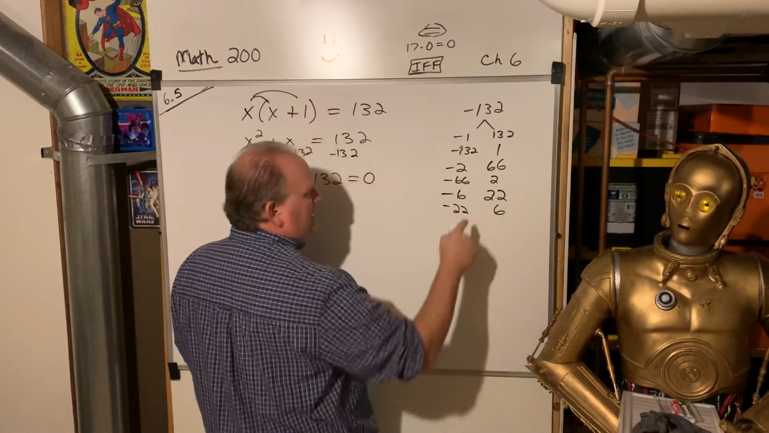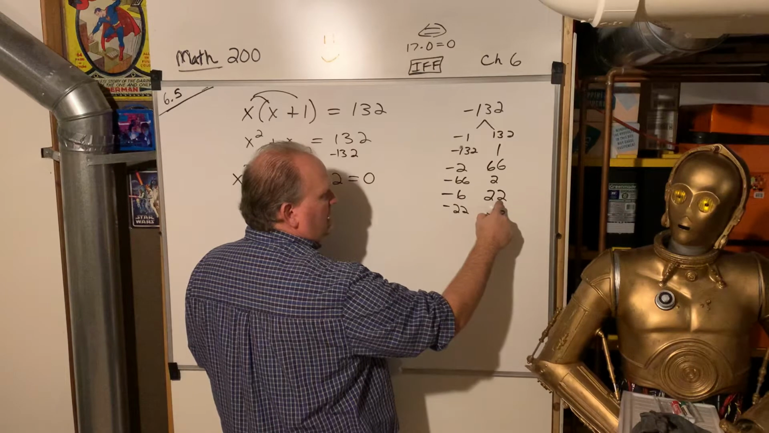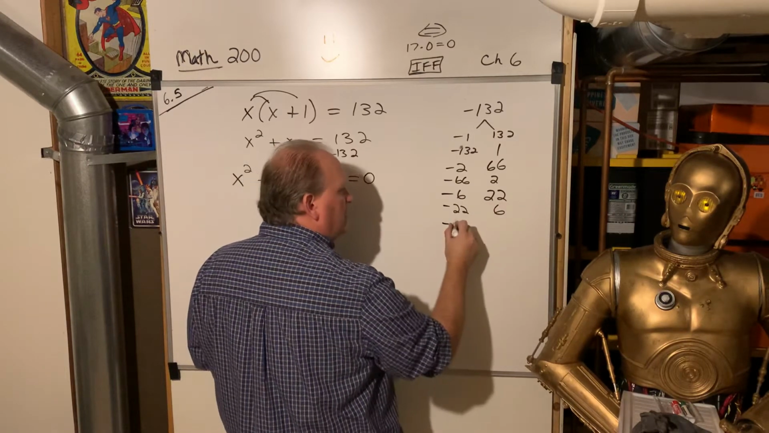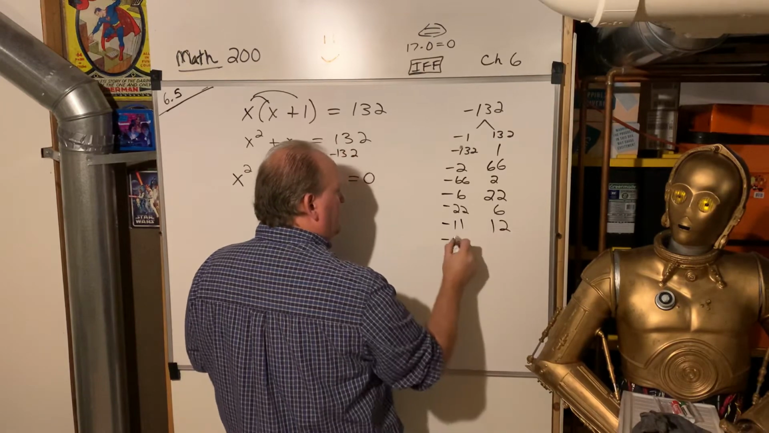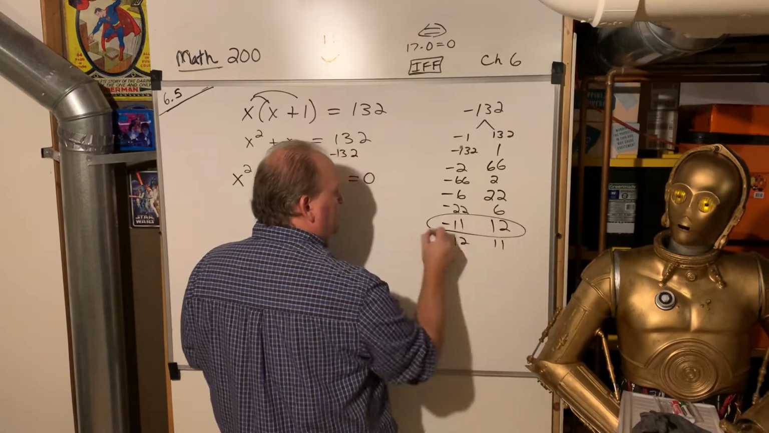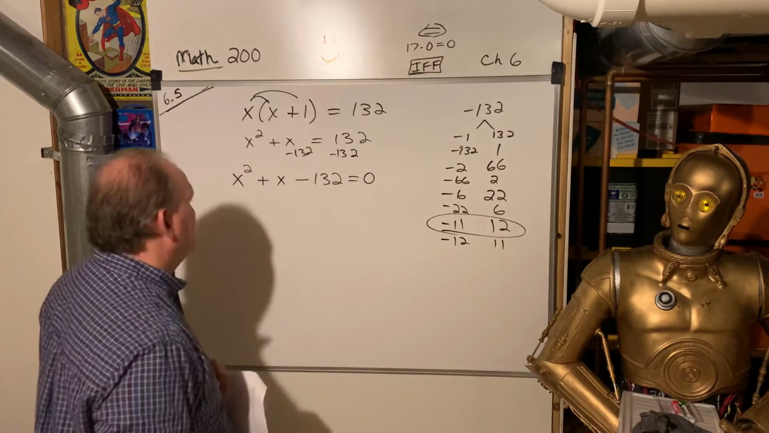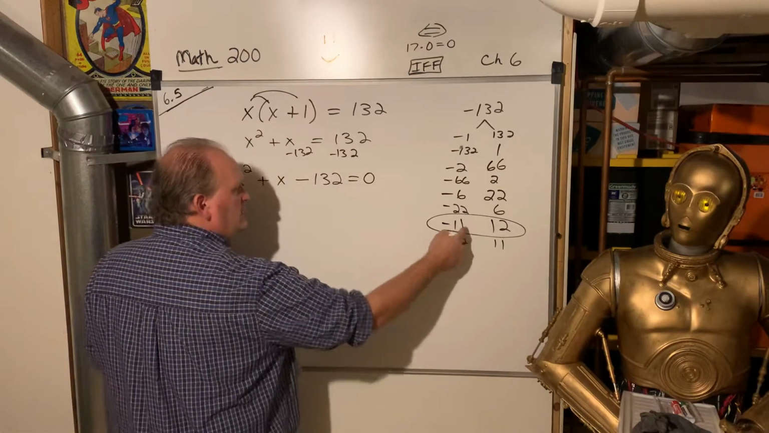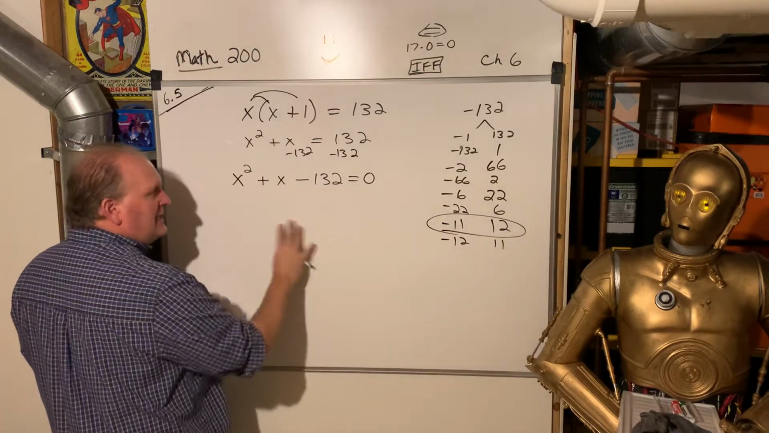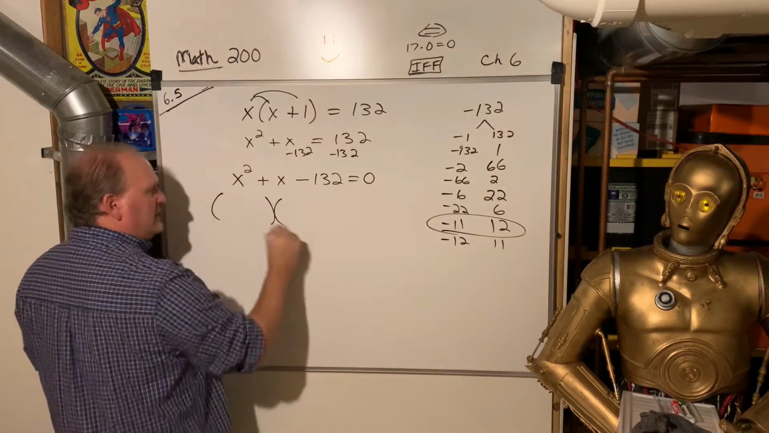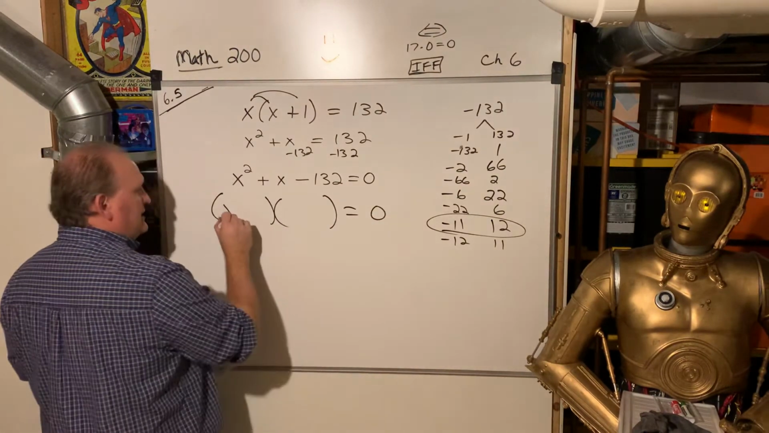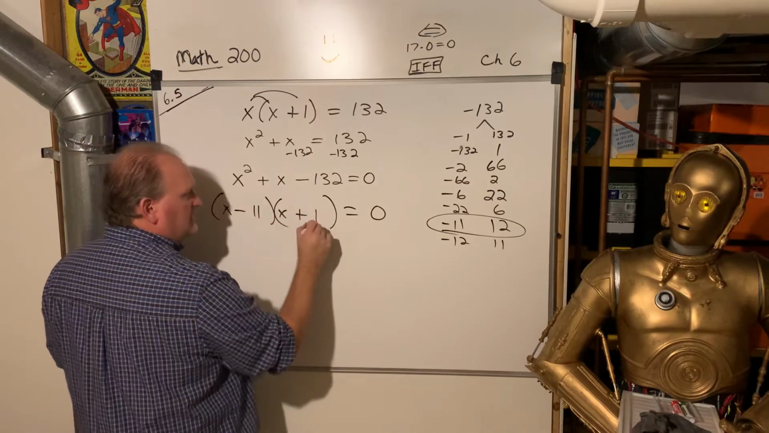What else? We got the 2. 22 has 2 times 11. Let's do 11. Negative 11, there it is, times 12. And negative 12 times 11, but we want this one because that adds up to 1. So winner, winner, chicken dinner. We're not subbing it in. It's not the AC method. It's the leading coefficient of 1, so just unfoil factoring. So it's x minus 11, x plus 12.